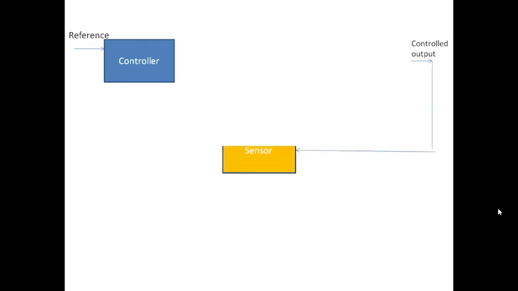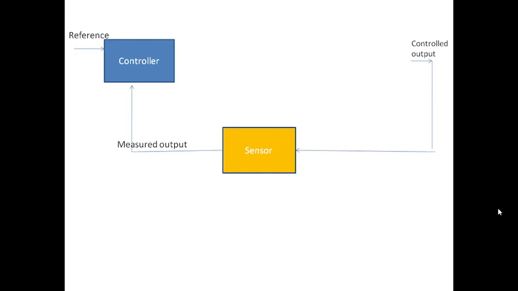Now we can generalize the block diagram for a control system as follows: we have a reference, we have a control output, and the reference is set by the controller. The control output is measured using a sensor, and the sensor provides information to the controller in terms of the measured output, which may or may not be exactly equal to the controlled output. It depends on the sensitivity and the accuracy of the sensor.